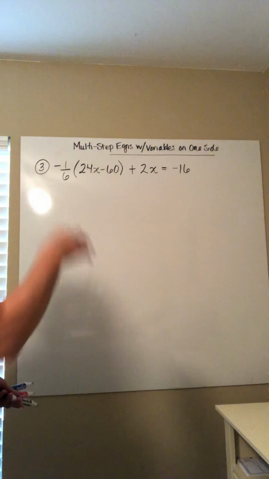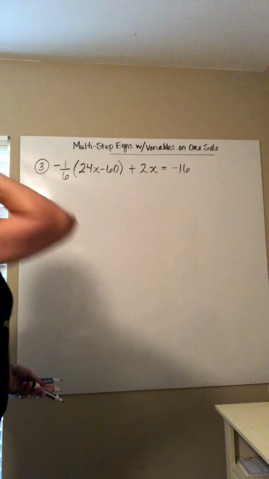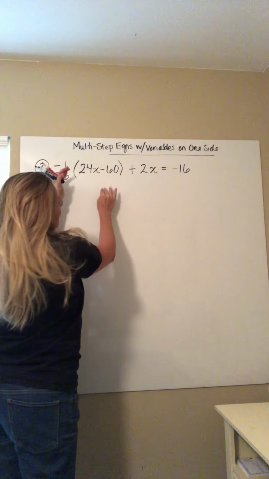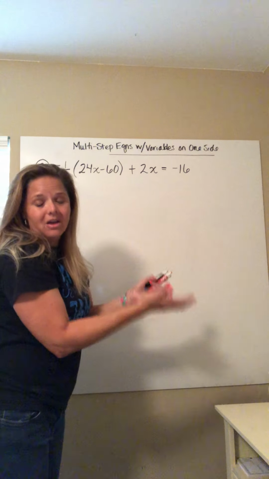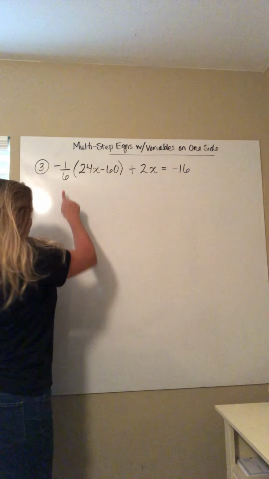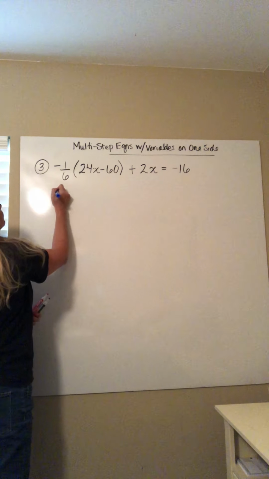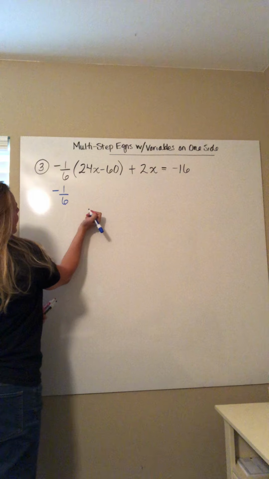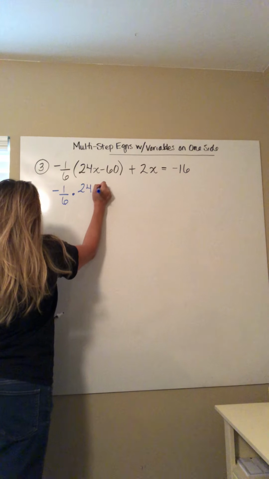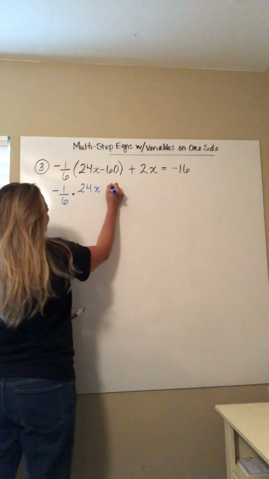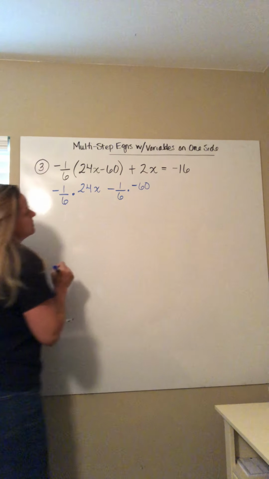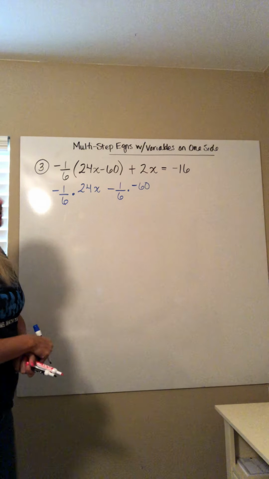We know exactly what to do. So first thing we want to do is we want to get rid of these parentheses, okay? Parentheses are like surrounding this. 24x and negative 60 can't come out until we do something. What's that thing that we do to get them out of the parentheses? We distribute. So that means that we are going to multiply negative 1/6 times, and I'm going to use a dot this time, 24x. And then I'm also going to be multiplying negative 1/6 times negative 60. I'm going to go ahead and bring the rest of the problem down.